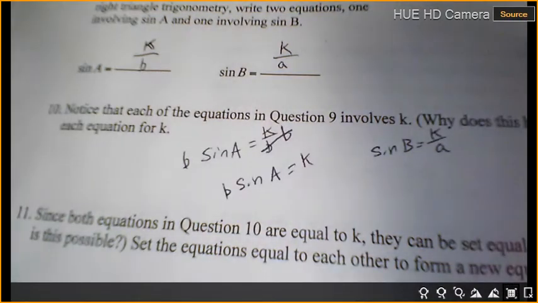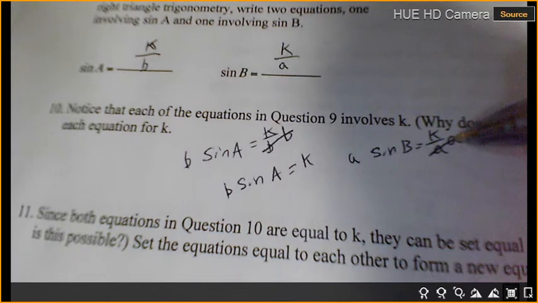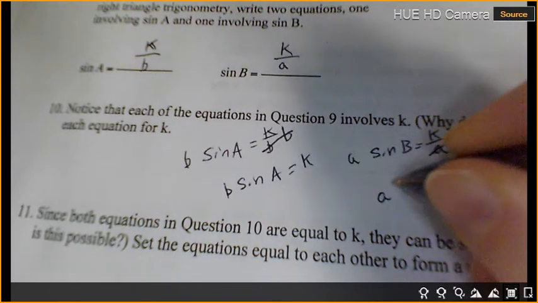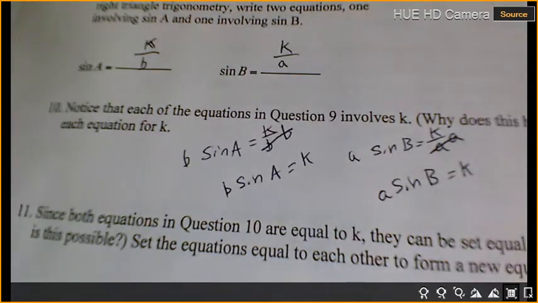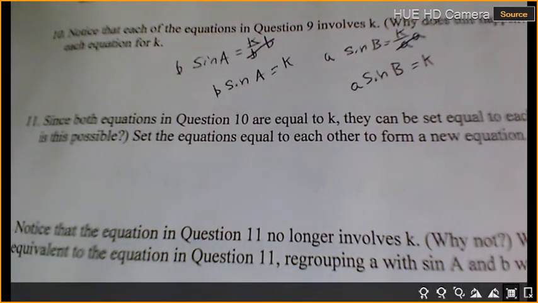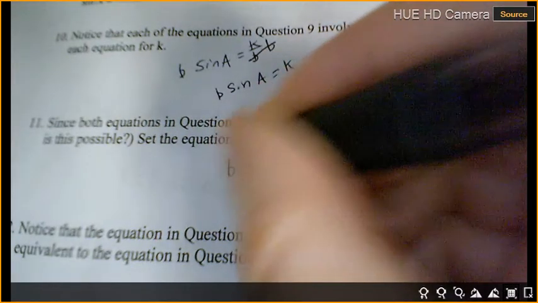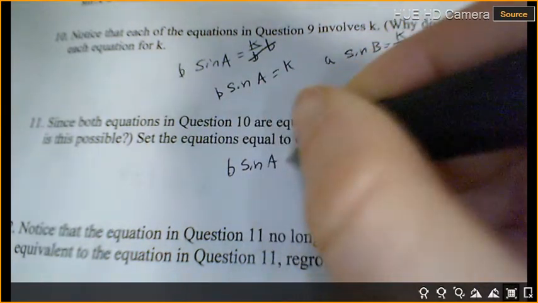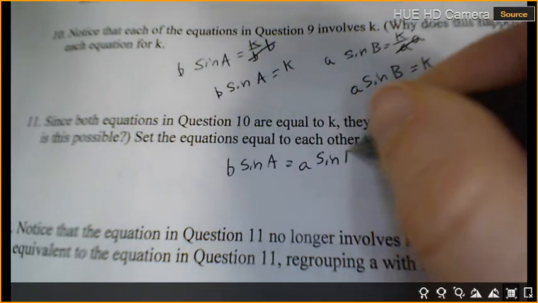And what are we going to do over here? Times by A. So we can get K all by itself. Little a sine B equals K. Okay, my next question. Do they both equal K? Can I make them then equal to each other? Yes. Little b sine A equals little a sine B.